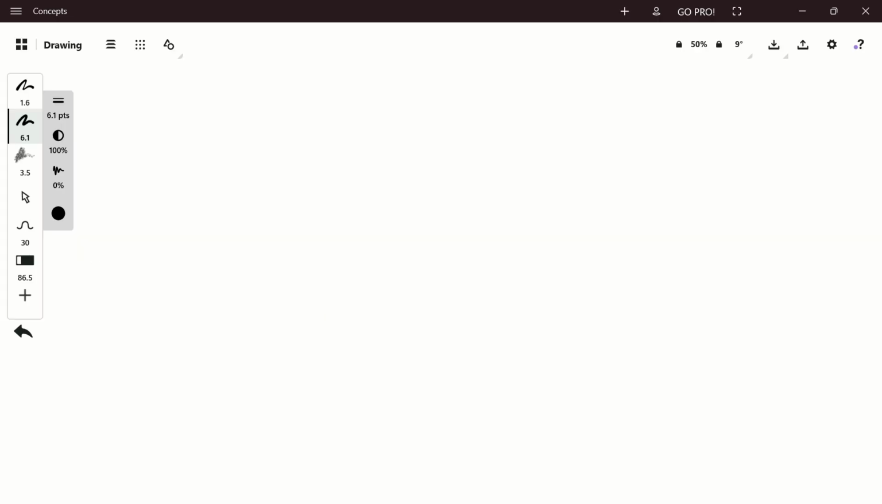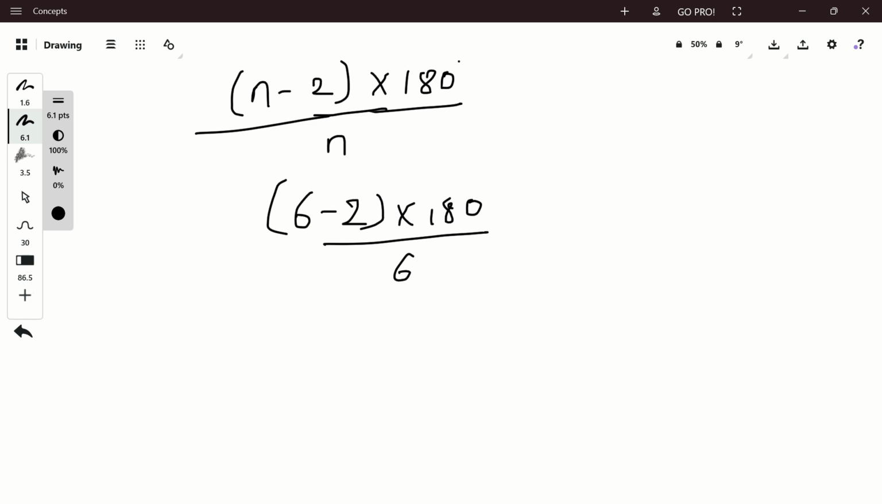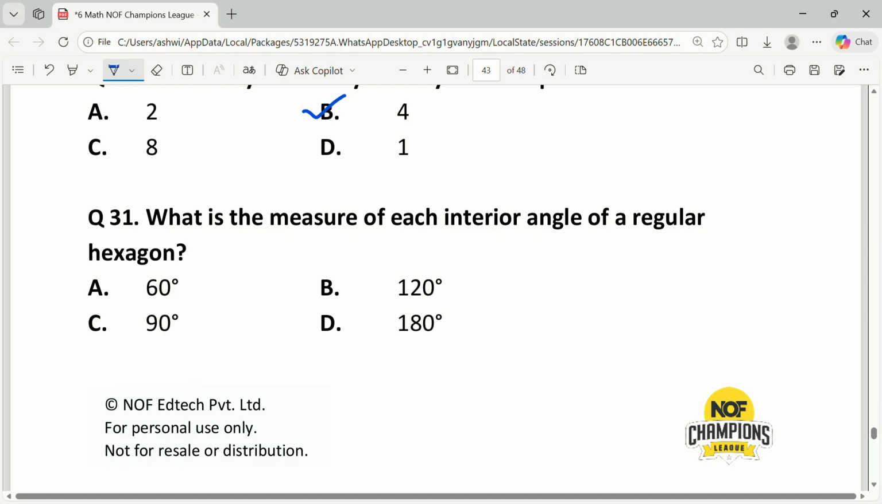The formula for the measure of each interior angle of a regular polygon with n sides is n minus 2 into 180 degree upon n. Substituting n as 6 for a hexagon, we have 6 minus 2 into 180 upon 6. That is equal to 120 degrees. Comparing with the options, the answer is B, 120.